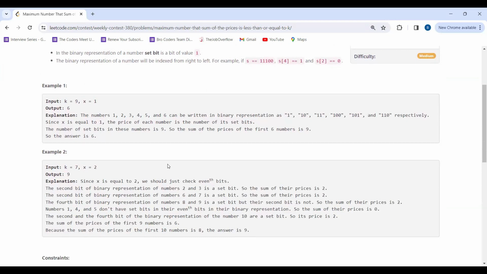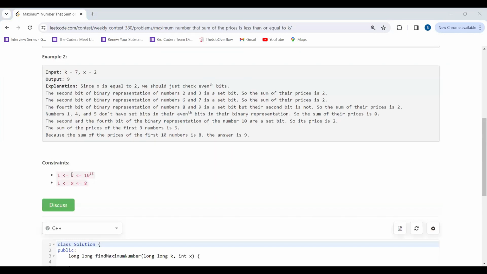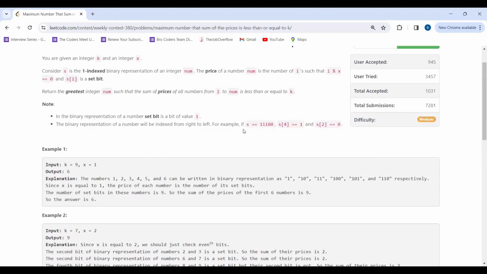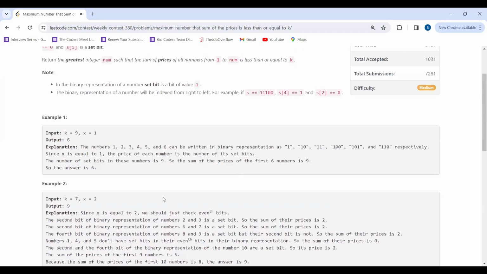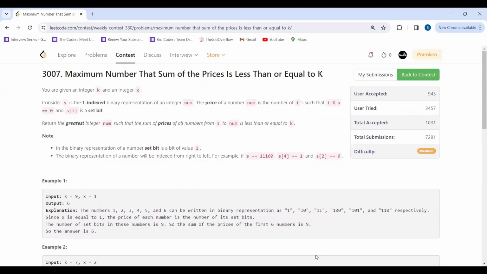So as you can see, the range is pretty high here. K can be up to 10 to the power 15. Okay. So 10 to the power 15 means an excessively large number. And what does 10 to the power 15 mean in bits?